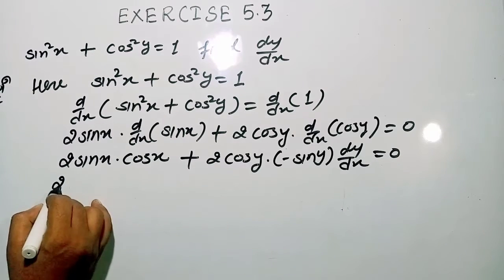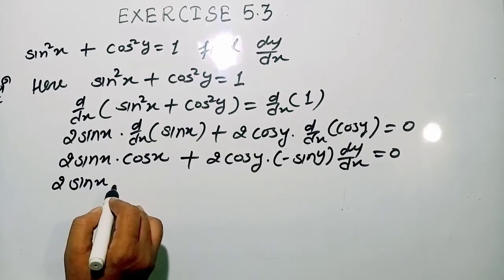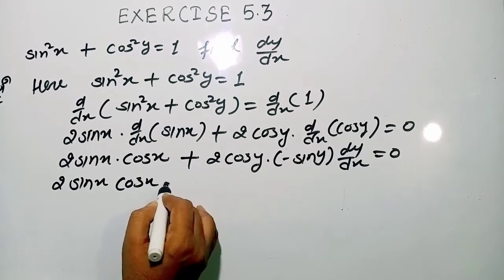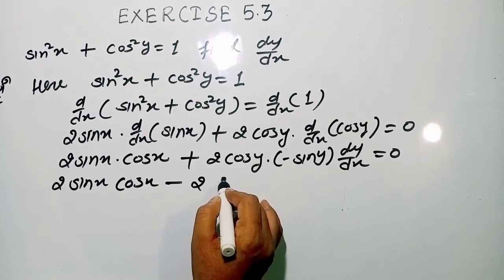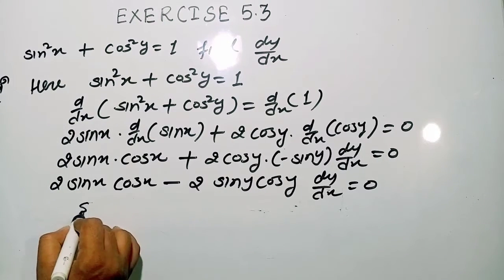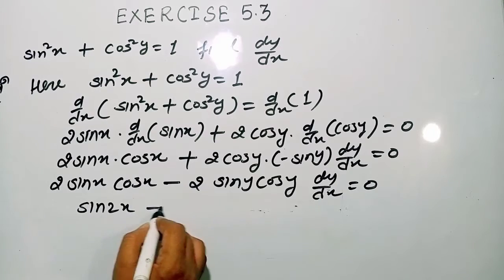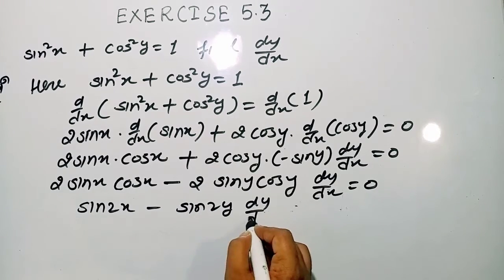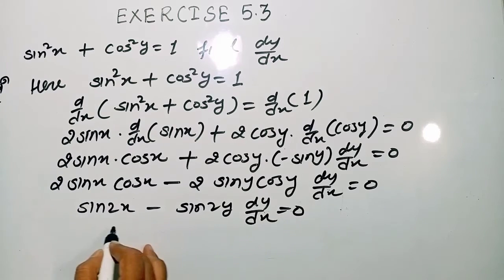We want to find dy by dx, so we can write 2 sin x cos x, and here is minus 2 sin y cos y, dy by dx is equal to 0. So this will be sin 2x and here will be minus sin 2y, dy by dx is equal to 0.